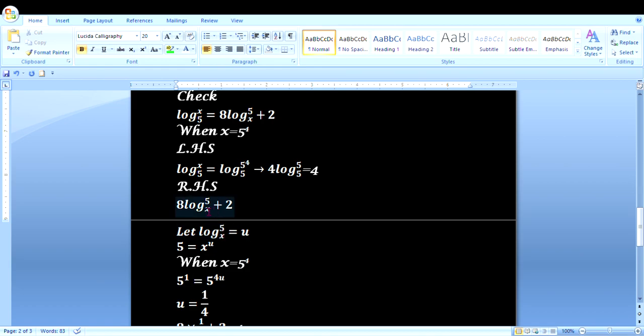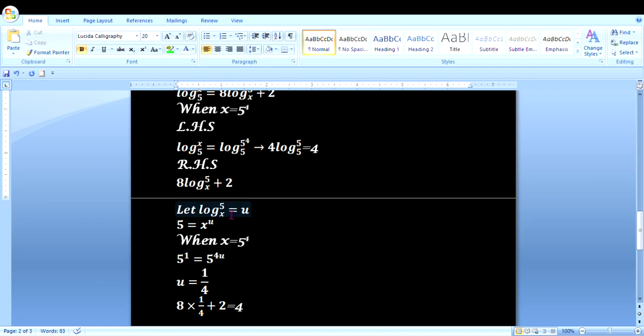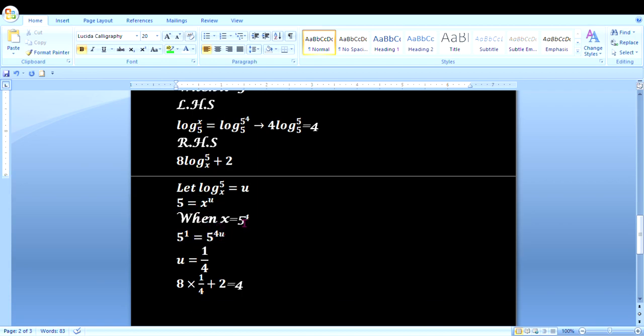Here we need to do some transformation on log 5 to base x. So we say let log 5 to base x equal u, so that 5 raised to power 1 is equal to x raised to power u. So when x is equal to 5 raised to power 4, this becomes 5 raised to power 1 on the left hand side. Then on the right hand side, in place of x here, we put 5 raised to power 4 multiplying u. That is 5 raised to power 4u. Now if we equate powers, we see that u is equal to 1 over 4.